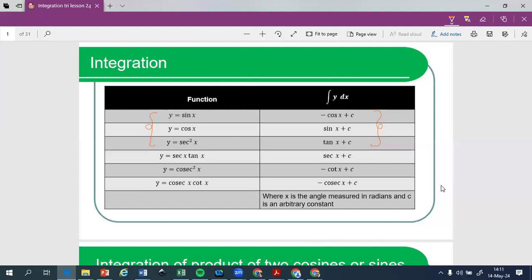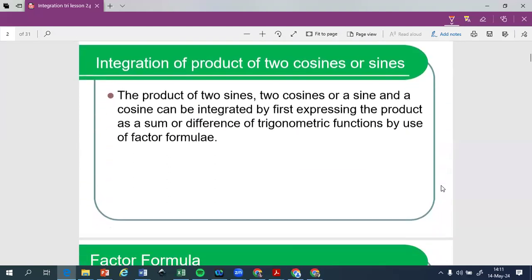So what is our focus today? Our focus today is the integration of the product of two cosines or sines. We have integration of trigonometric functions, but they are of different stages. So today we are going to first focus on what we call integration of the product of two cosines or sines. Let me ask you to first write that as your heading, write what you are seeing, and then we start.